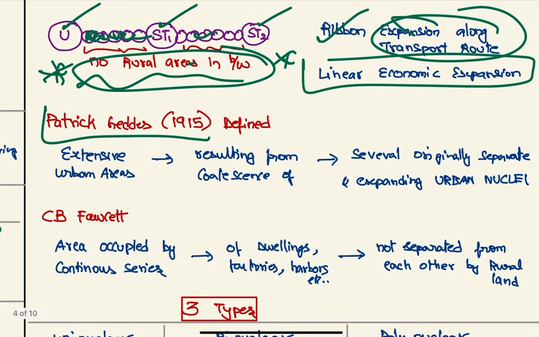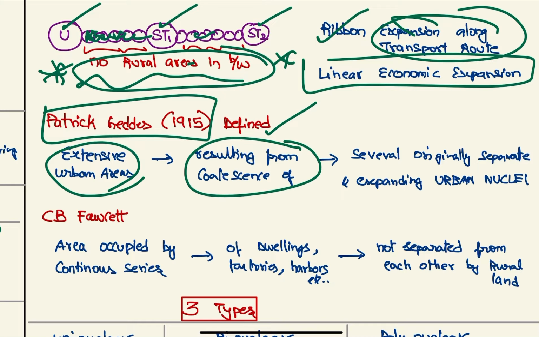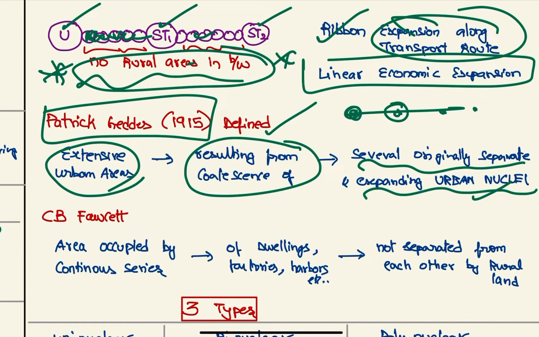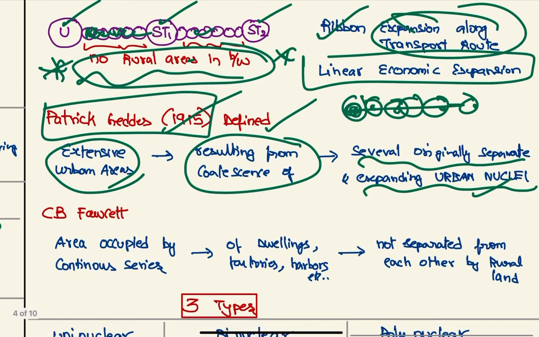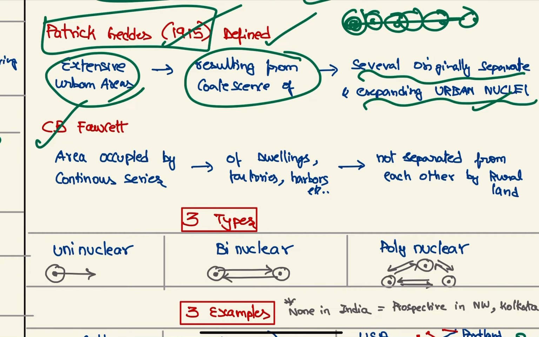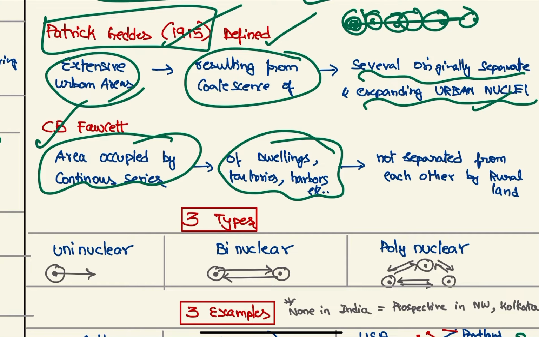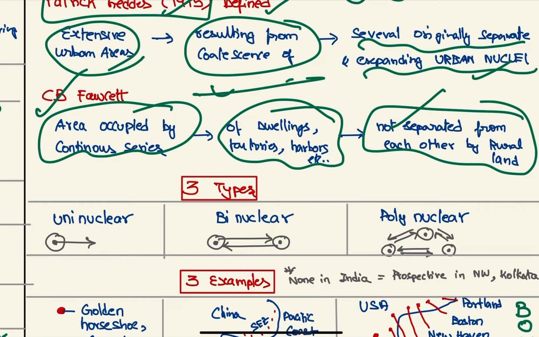Patrick Geddes in 1915 defined it as extensive urban areas resulting from the coalescence of several originally separate urban nuclei. That is, there are several main cities whose influence grows, and this way the conurbation is formed. Next, C.B. Fawcett defined it as an area occupied by continuously serviced dwellings, factories, harbors, etc., not separated by rural land. Basically, there should not be any rural land in between.